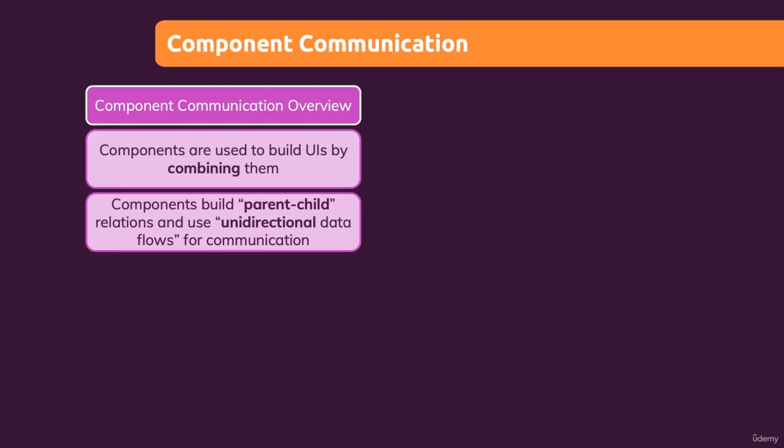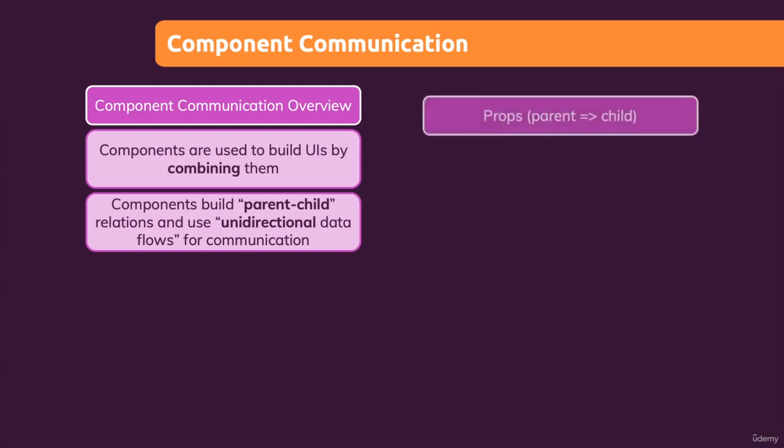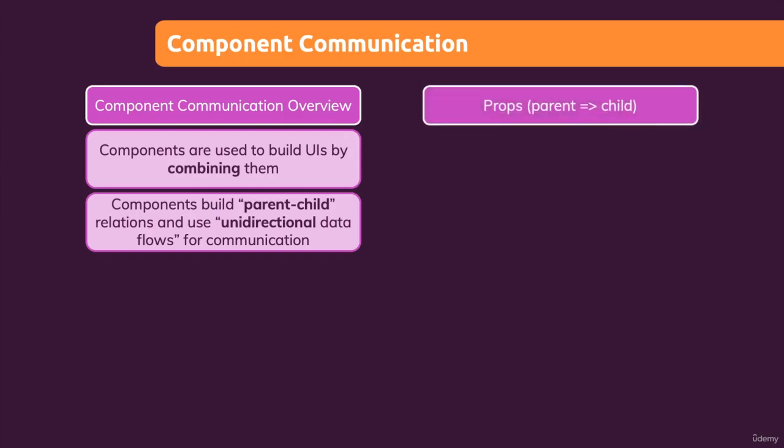And this matters because when we talk about component communication, you need to keep in mind that Vue uses unidirectional data flows for communication. So basically that we have ways of passing data down to a component or also up from a component using a different concept. Well, and these are the concepts. For passing data down, we have props. This allows us to pass data from a parent to a child.